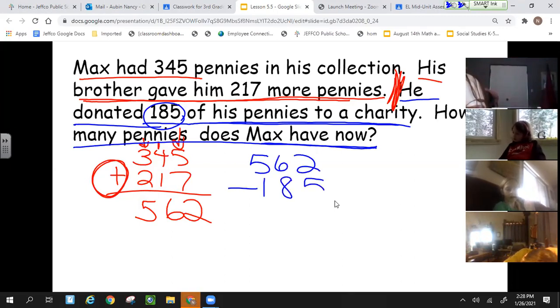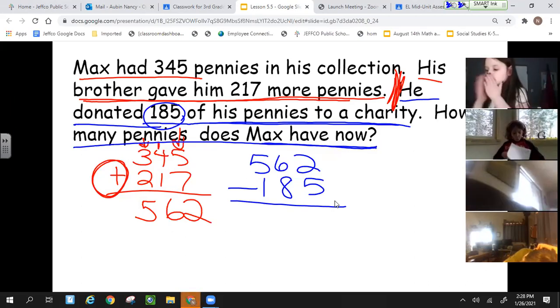Why would I subtract 185, Robert? How do you know to subtract? Because it says he donated and that means share. Okay, kids at home, donated, give. You give it away. Give away means you take it away. You're subtracting, right? Okay, so walk me through it, Robert. Can I do 2 minus 5? No. Okay, what do I need to do?